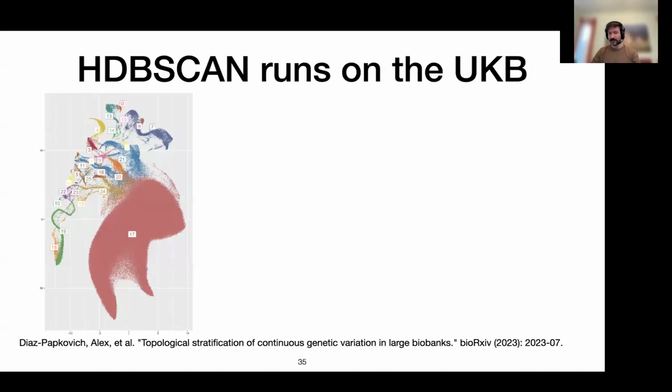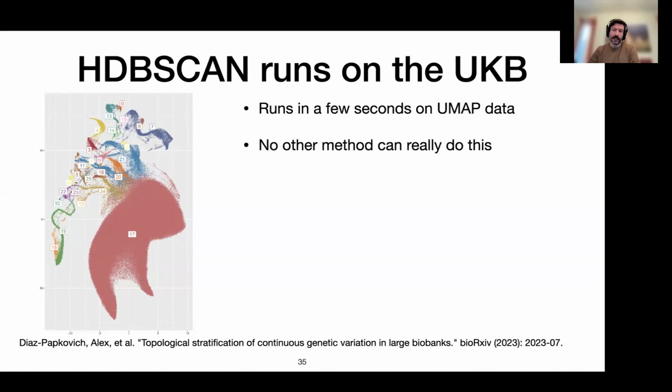Now, what was really fantastic was HDBSCAN ran on the UK Biobank. So I did the same thing. I had my UK Biobank figure, but I decided to color it in by the HDBSCAN clusters that I generated. So there's a preprint that I have here, which I also had a lot of fun writing. So I do encourage you to look at that one. But this one generated, I forget the exact number, but probably like 26, 27 clusters in the UK Biobank. It ran in a couple seconds.